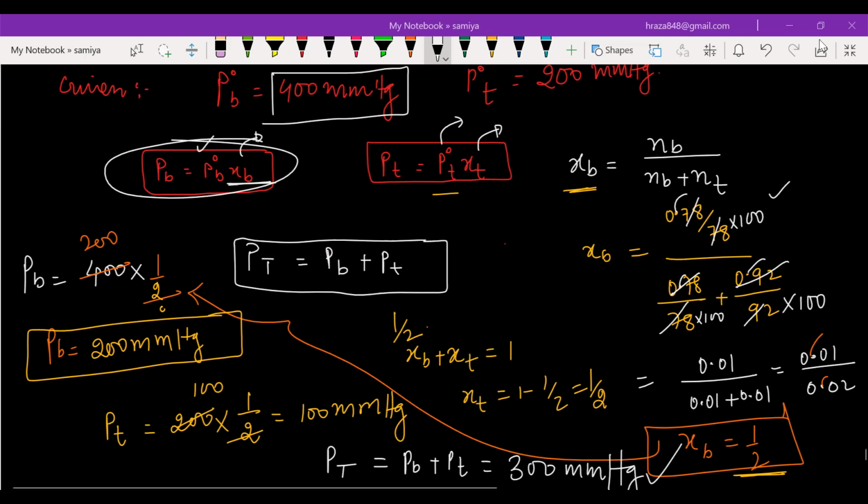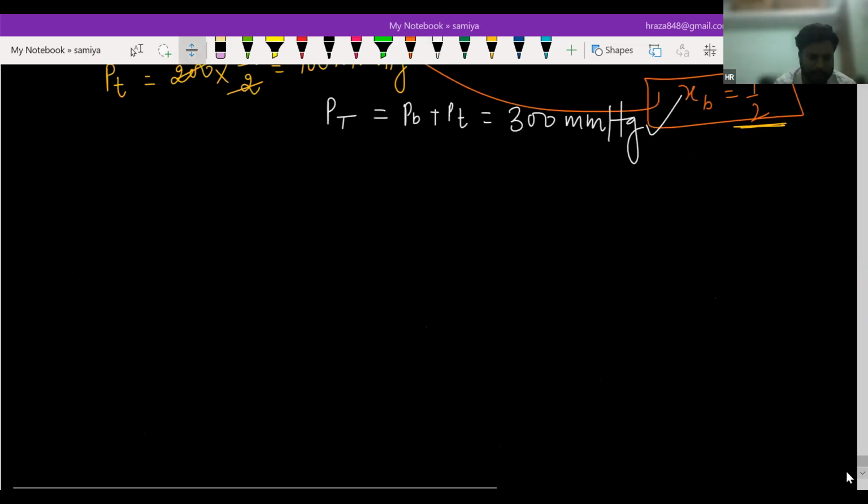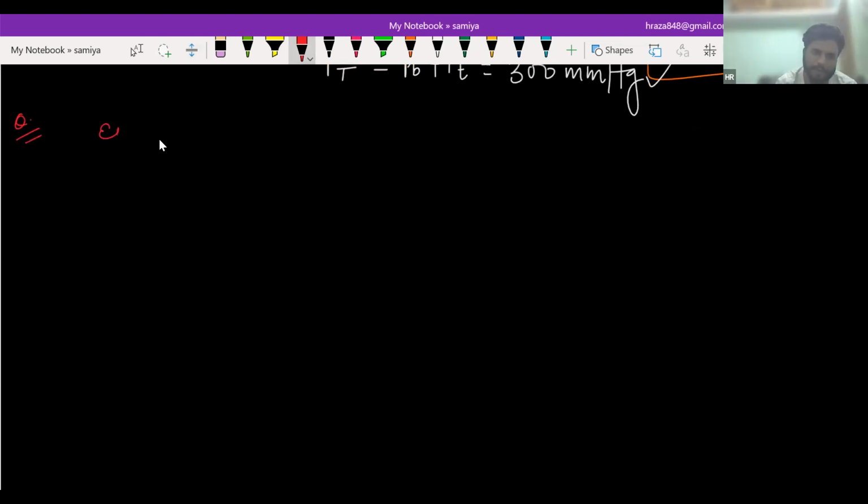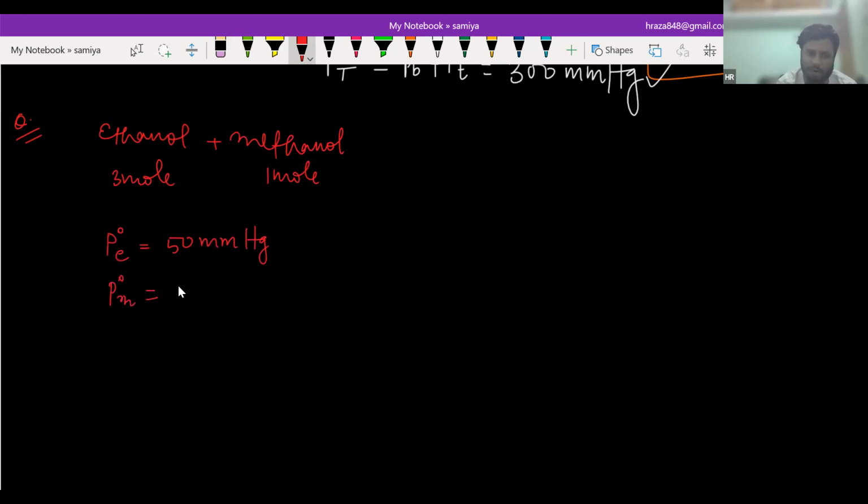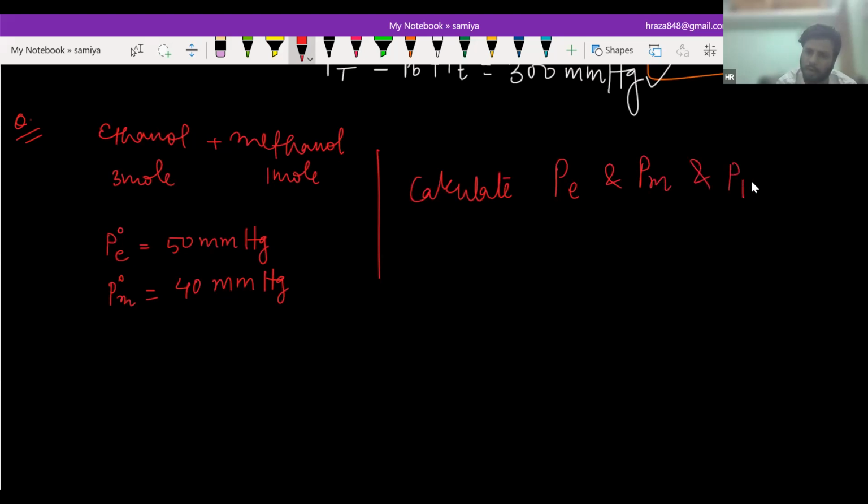Done, sir. Very good. Both of you done. Okay, I'm going to give you another question on the same. You just have to apply the same formula, but be careful. It will be easier than the previous question. Ethanol plus methanol. These two are mixed. This is 3 moles and this is 1 mole. This is P0E, that is the pure vapor pressure of ethanol, 50 mmHg. And this is the pure vapor pressure of methanol, that is 40 mmHg. What we need to calculate is the partial pressure of ethanol, the partial pressure of methanol, and the total pressure.